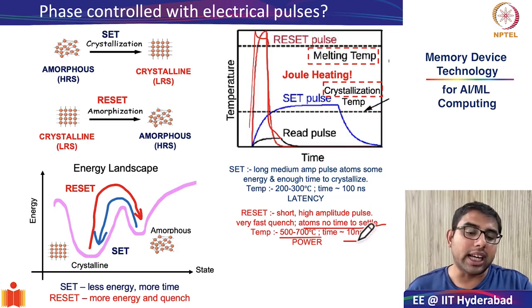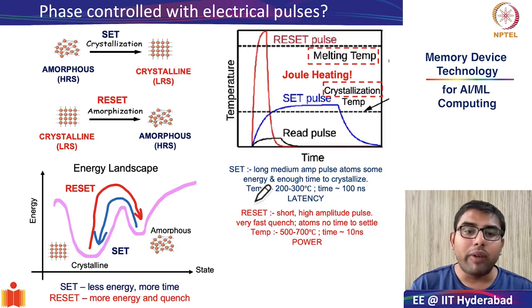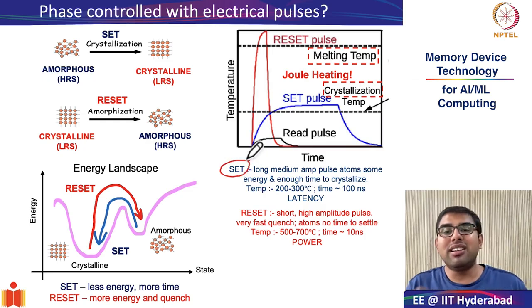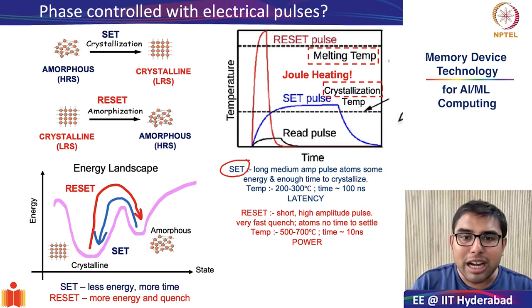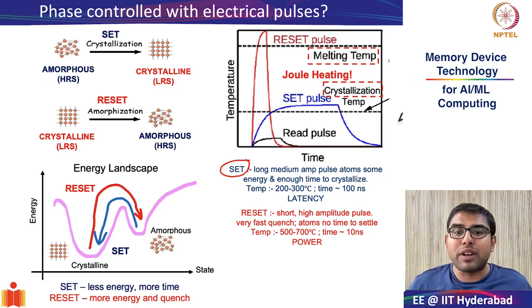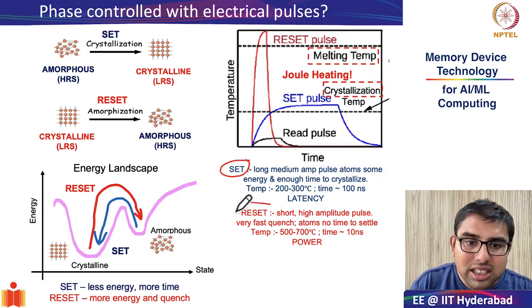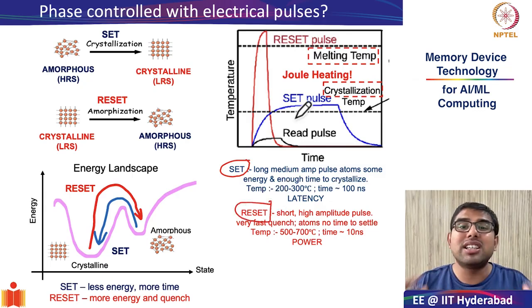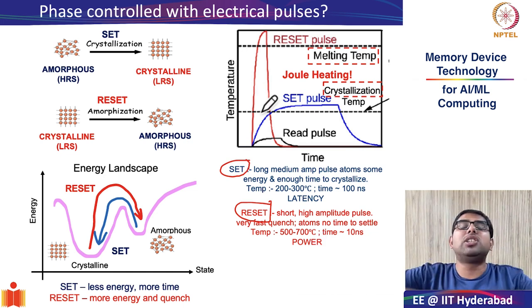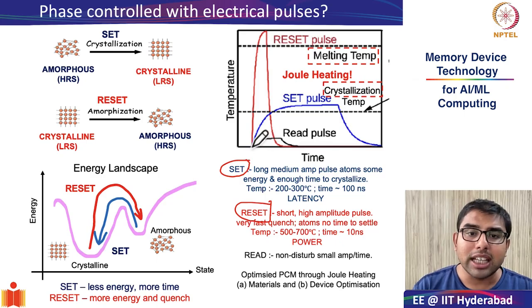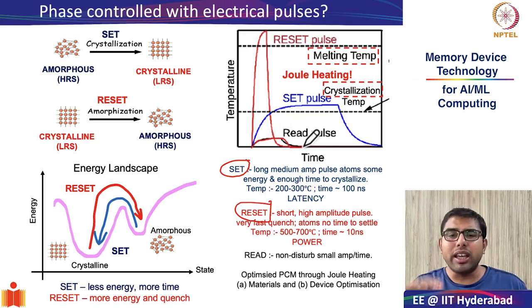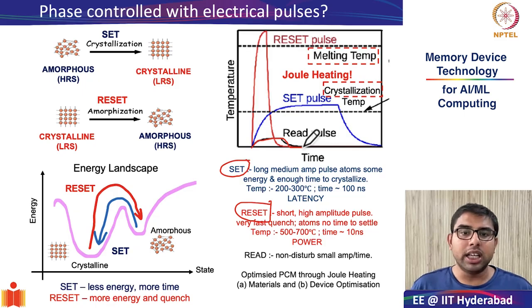And from this you can understand why the set cycle will be the limiting factor for the latency of read and write. Why? Because the set pulse is generally much more elongated to give it enough time to crystallize. The reset pulse is what will define how much power consumption happens because the reset pulse is much, much larger in amplitude. Finally, to do a non-disturb read, as we can see in this black curve, you apply a very small non-disturb pulse through which you can see whether the device is in high resistance state or low resistance state.